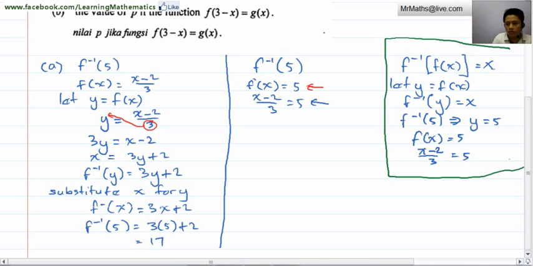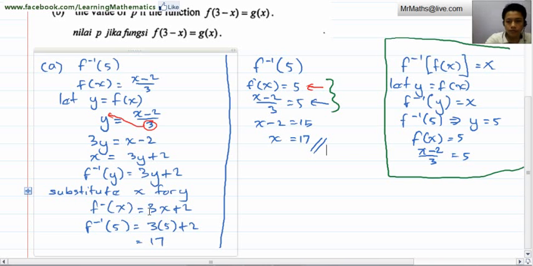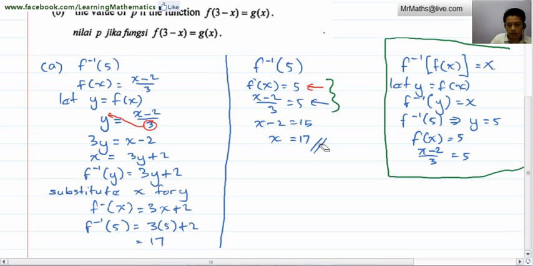This is just an explanation as to how I get these two steps here. So then x minus 2 is equal to 15, then x is equal to 17. So you see, we have arrived at the same answer, right? Oh yeah, there's one more step that I have not shown here. Let me just rub off this line. Then because x is equal to 17, we can say the inverse function of 5 is equal to 17.